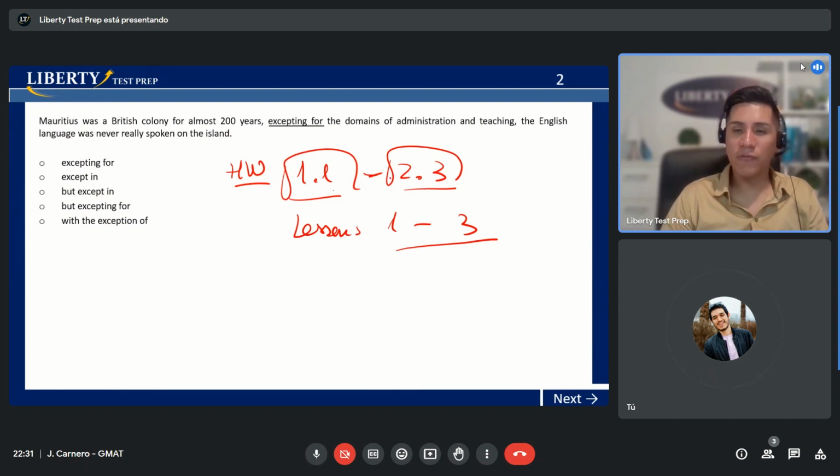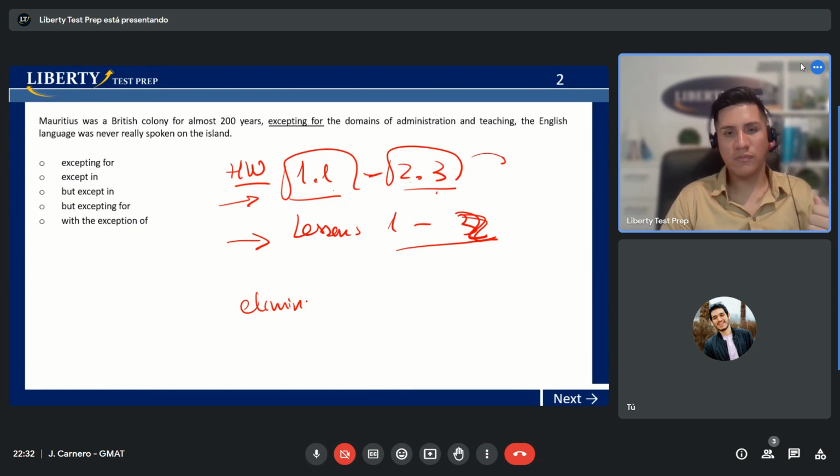Okay. For the first 3 lessons, which is subject verb agreement and parallelism. And for the homeworks you have the videos also, right? I'm going to be asking you after you ask your questions. I'm going to be asking you randomly, right? What about this one? Especially focus on eliminating, right? Not only that one is correct, but why the other ones are incorrect.